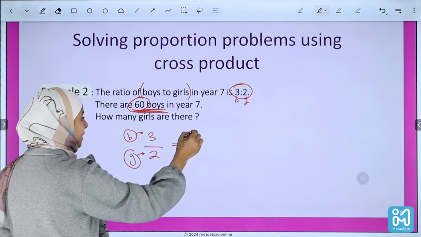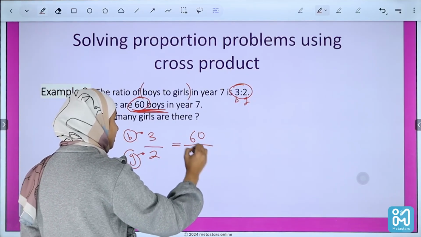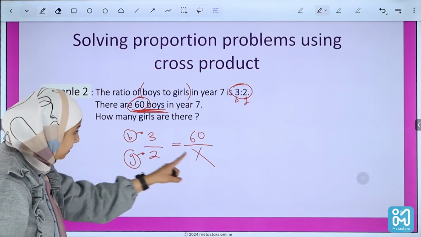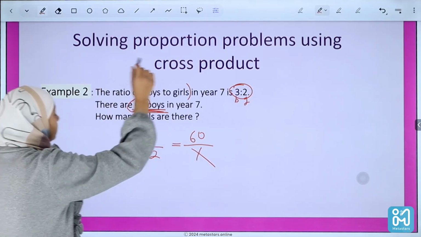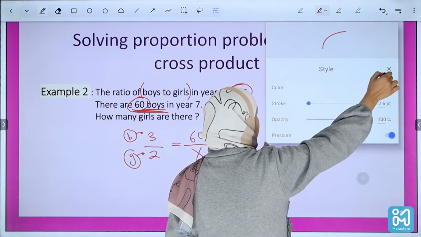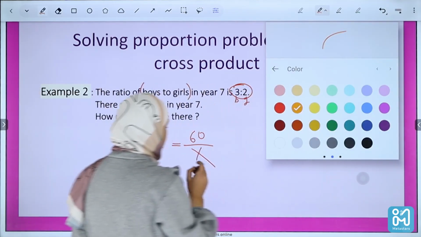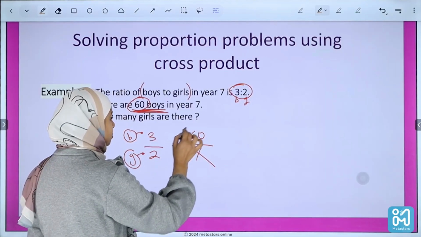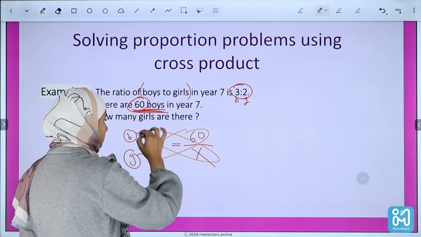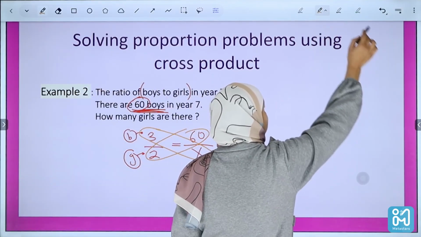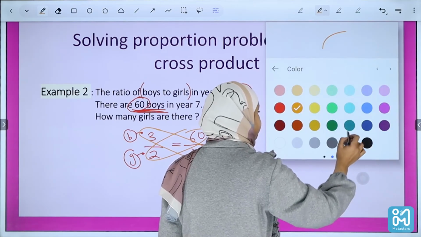How many boys do I have? 60. Do I know how many girls? No. So I'll place an X. Then, come my yellow pen. Come here, yes. So I'll do an easy, simple, fast cross product problem.